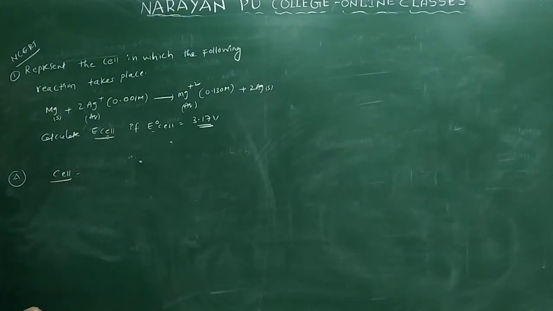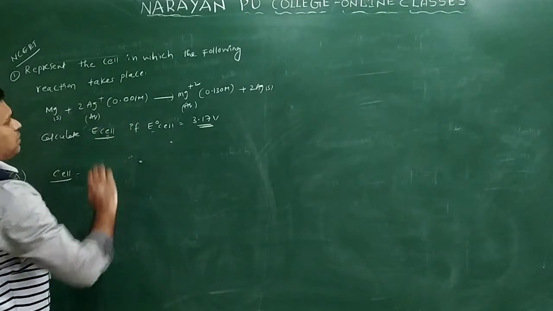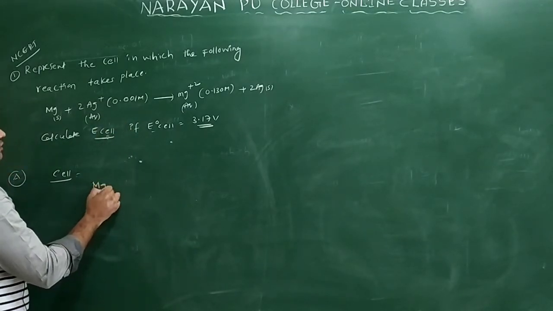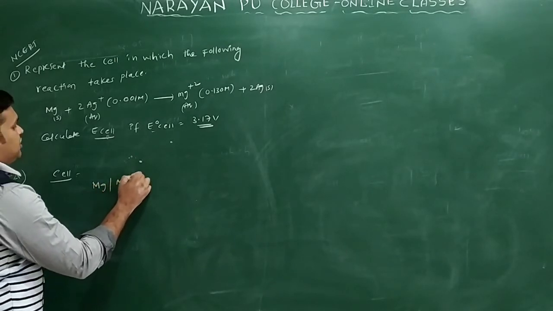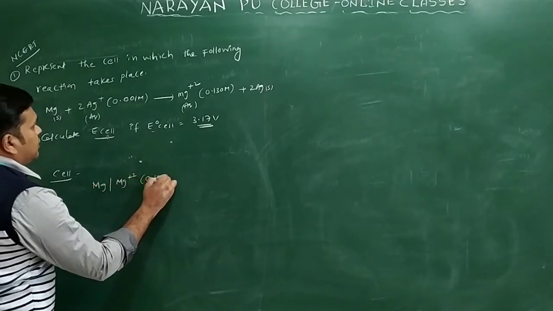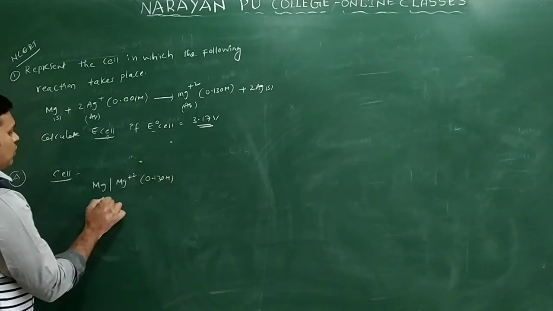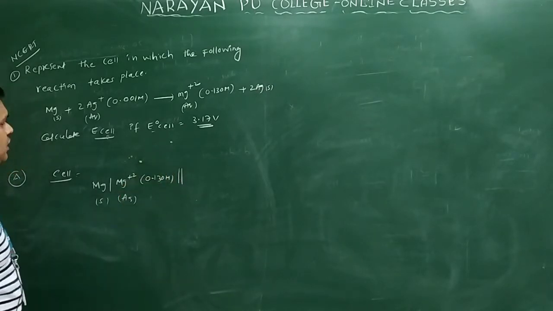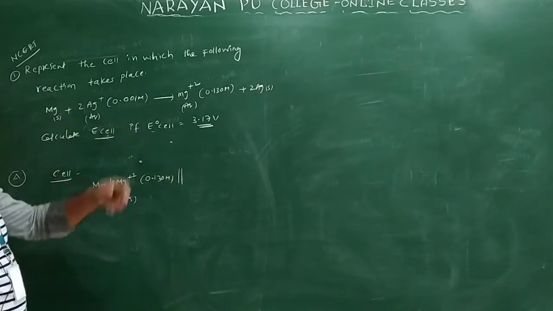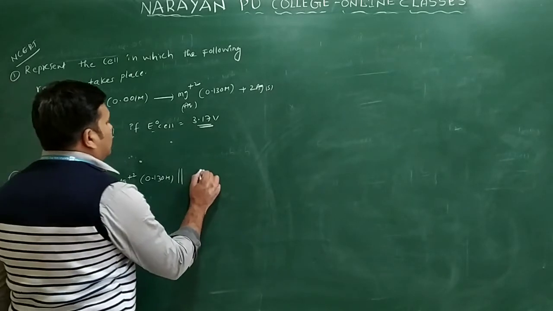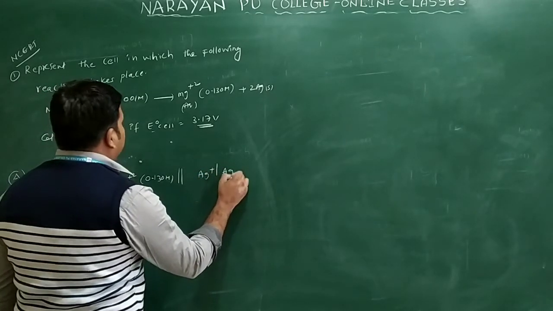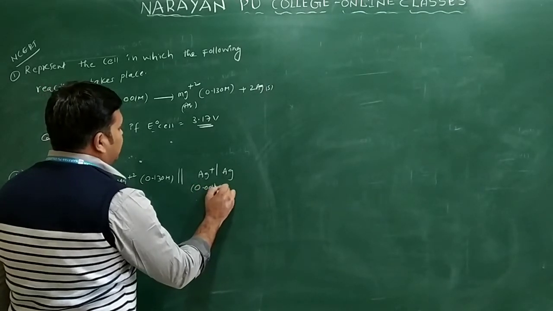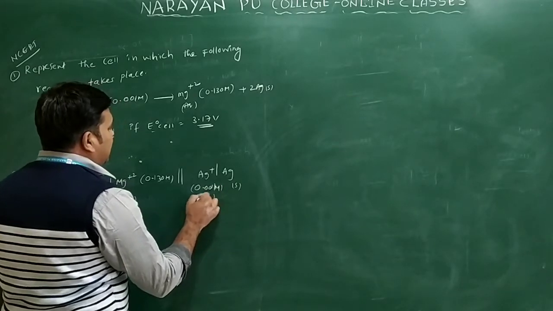How can you represent the cell? Magnesium and magnesium plus 2 here. Magnesium undergoes oxidation only. Oxidation takes place at the anode, so you will write Mg, Mg plus 2 with 0.130 molar. This is a solid and this is an aqueous solution. Both are separated by a salt bridge only. Then which one undergoes reduction here? Ag plus and Ag undergo reduction only. So you will write Ag plus and Ag. What is the concentration? This one is 0.0001 molar. This is solid. This is the aqueous solution only.